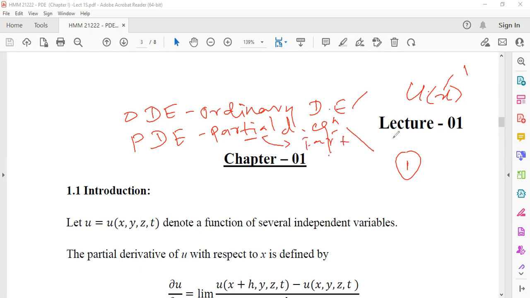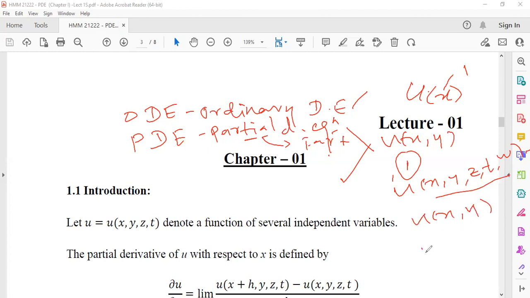Partial means it will have sometimes 2, maybe any number, more than 2: 3, 4, 5, 6, any number. So this is the small difference between the ODE and PDE. So you got the idea. That's good. We won't go much further; we'll simplify to 2 variables or 3 variables, mostly in our discourse. So that's the idea.